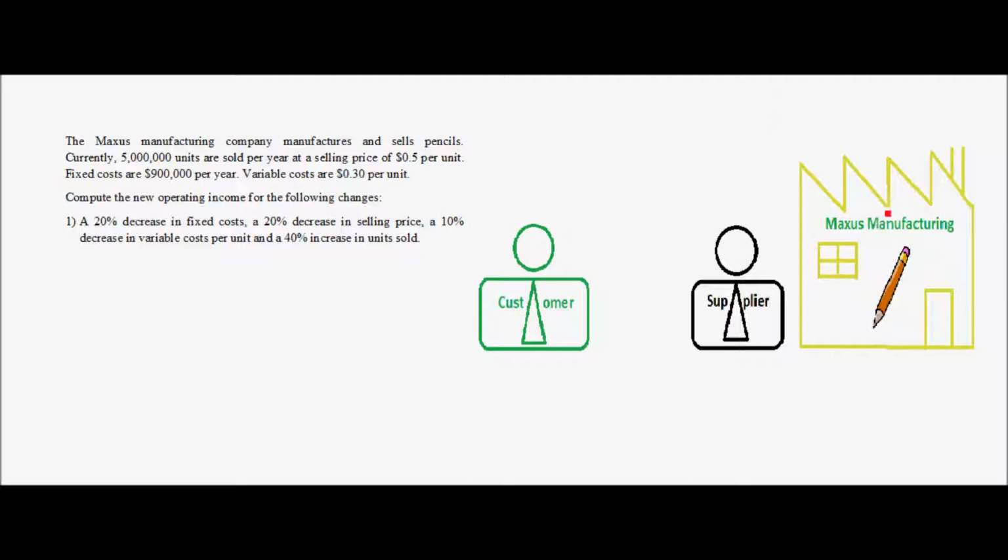So let's say that this building represents the manufacturing facility for Maxus Manufacturing Company. And this company is in the business of manufacturing pencils. Now, currently, the Maxus Manufacturing Company is selling 5 million units per year of pencils. So this supplier represents Maxus Manufacturing Company, whereas this customer represents all the customers who are buying pencils from Maxus Manufacturing.